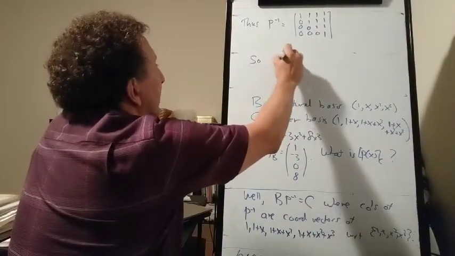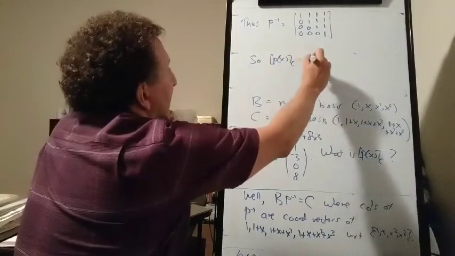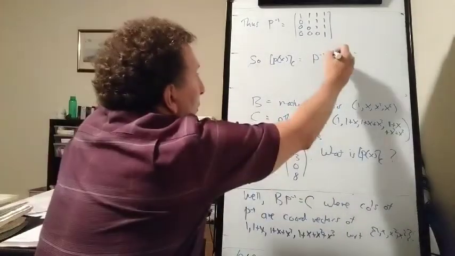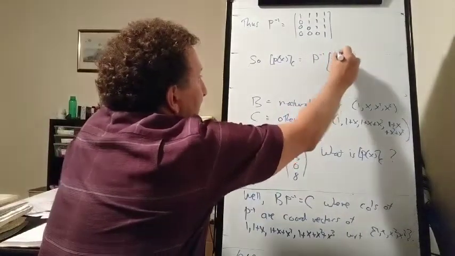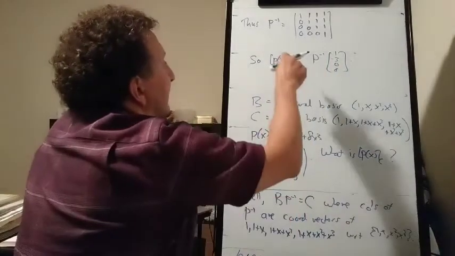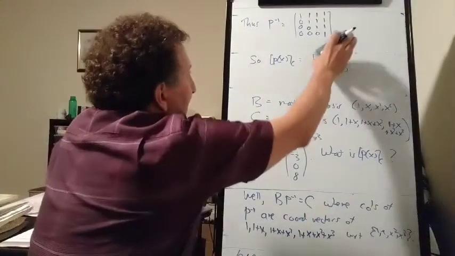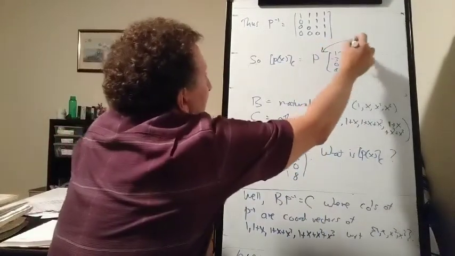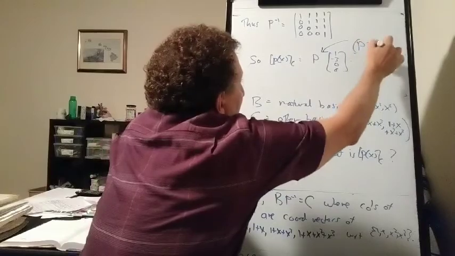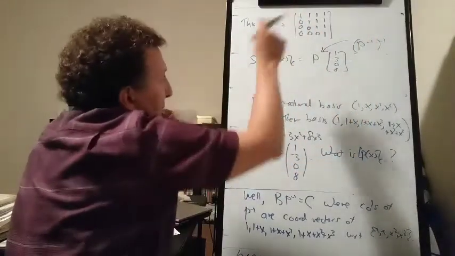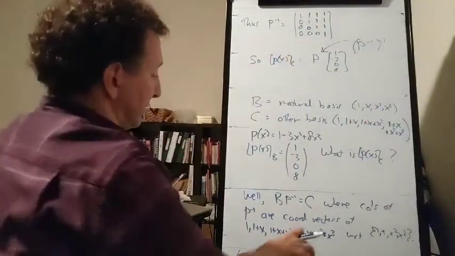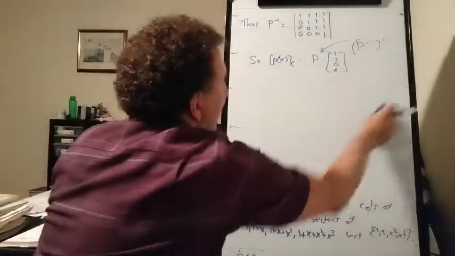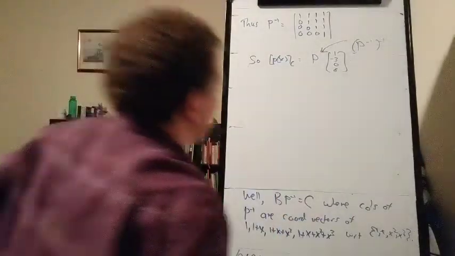So the coordinate vector of Px with respect to C is capital P inverse times 1, negative 3, 0, 8. I'm sorry, it's P, which is P inverse inverse. So we found P inverse, so we just invert this, that's going to be P. And this matrix is not so hard to invert because I put easy numbers in it.